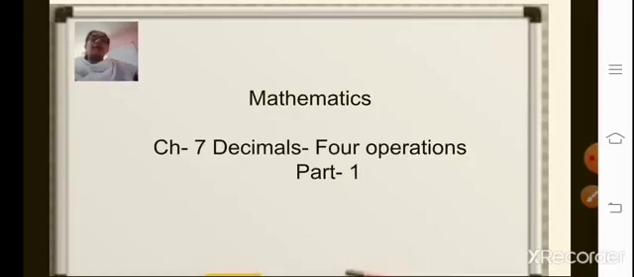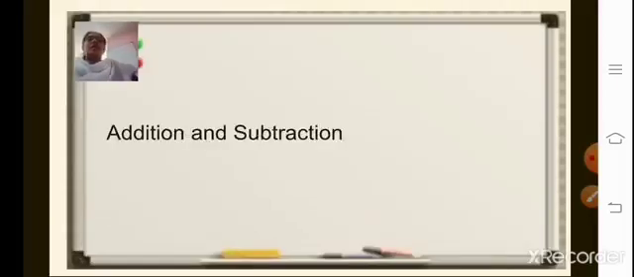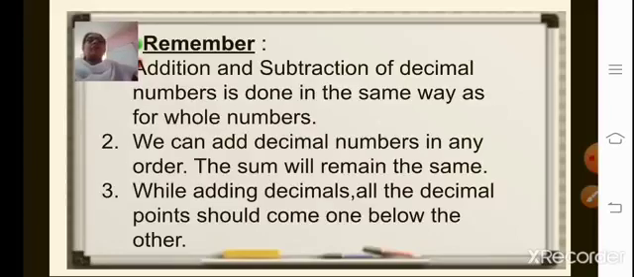So today in chapter 7 we'll be learning about decimal numbers and their four operations, that is how to add, subtract, multiply and divide decimal numbers. So today let us start with addition and subtraction of decimal numbers.